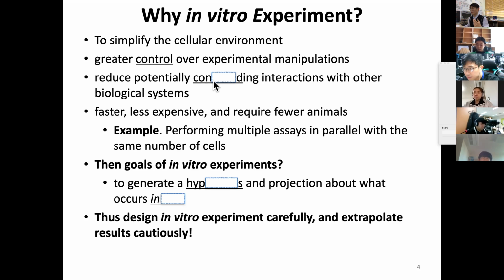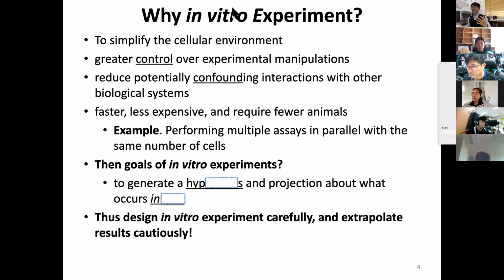So, Dri, can you guess what this is? Reduce potentially confounding interactions. You know, these terms are very, very important to understand, okay? Which means we can try to understand independent variable A affecting dependent variable B, so that we establish a causal relationship, A causes B. But sometimes if things are more complicated with many players around, you can have a confounding effect, which makes it more complicated to draw conclusions.